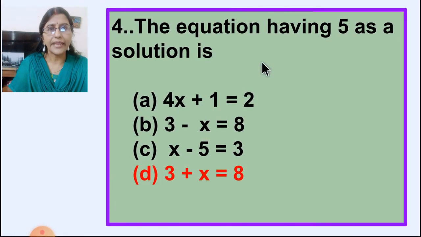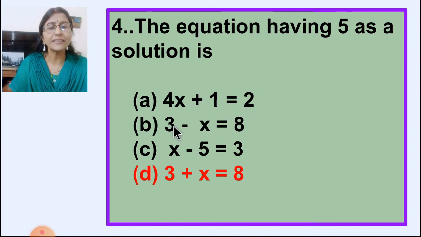Now next one, the equation having 5 as a solution. So we have to find out the equation for which we get the solution 5. So let us see here. First one, 4x plus 1. We can substitute here 5, 4 fives are 20 plus 1, 21. Is it equal to 2?